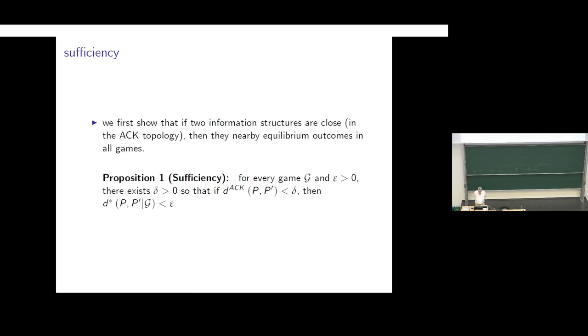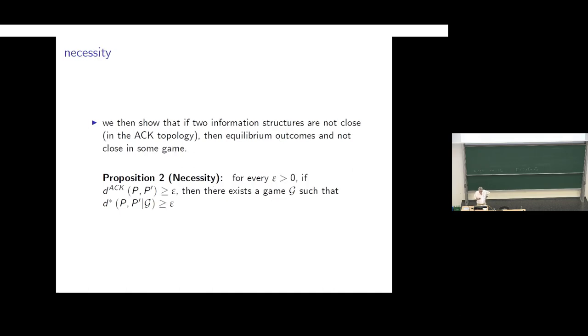First, I'm going to state a proposition that says that if two information structures are close in the almost common knowledge topology, then their equilibrium outcomes are close. So formally, for every game and every epsilon, there exists a delta, such that if they're delta close in the almost common knowledge topology, then in any game, I should have added that qualifier, for all games, the strategic distance between them is at most epsilon.